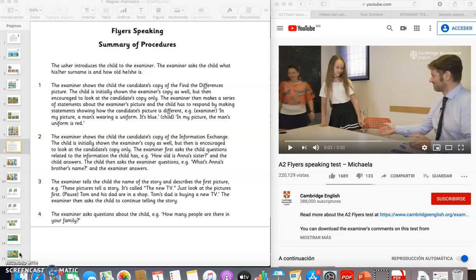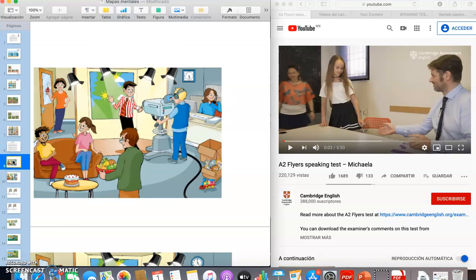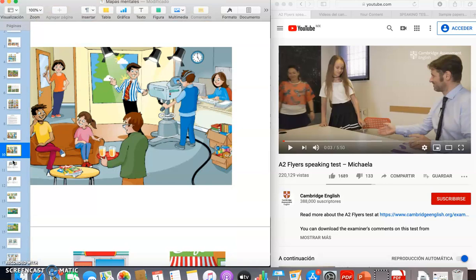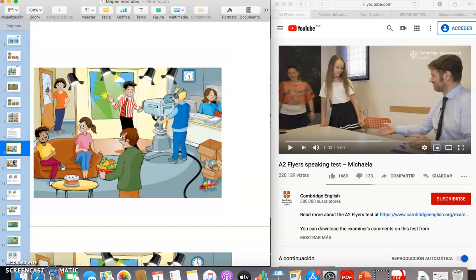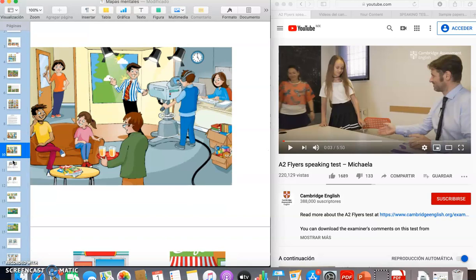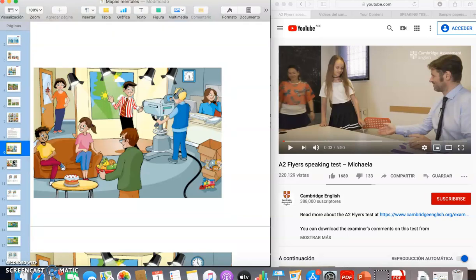So let's get started. In the first part, the examiner will take 2 images out and he or she will keep one, and the student or the child who's taking the test is going to have the other one. So here's one image and the second image. One for the examiner, one for the student. Now, in this part, the examiner will start by giving you the instructions, and this is an example of how he can give you the instructions.